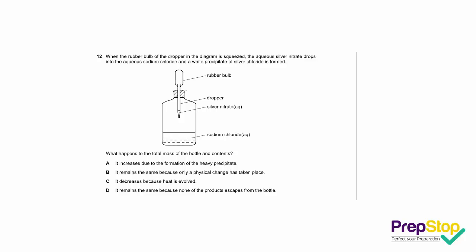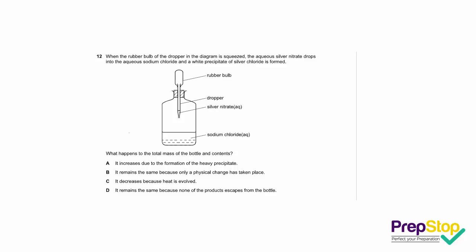When the rubber bulb of a dropper in the diagram is squeezed, the aqueous silver nitrate drops into the aqueous sodium chloride and a white precipitate of silver chloride is formed. So we have a rubber bulb, a dropper, aqueous silver nitrate, and inside the beaker there is a solution of aqueous sodium chloride. What happens to the total mass of the bottle and the contents?